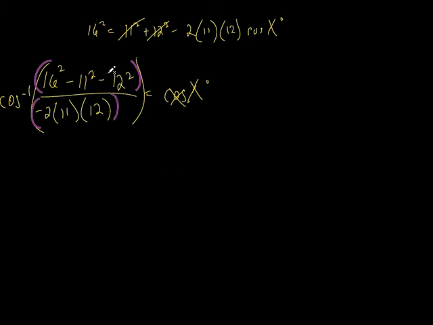Now, if you have a TI 30 XA, you probably don't need that first set of parentheses right here. Just hit 16 squared minus 11 squared minus 12 squared, hit equals, all right, and then divide. Then you really do need the parentheses, all right? Put the parentheses here, put all that in, close the parentheses, hit equals, hit second function cosine, and then that's your answer, all right?